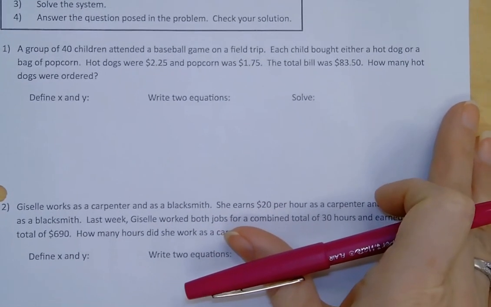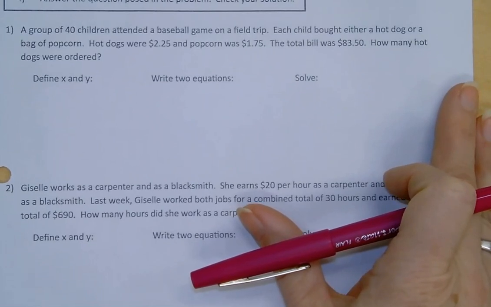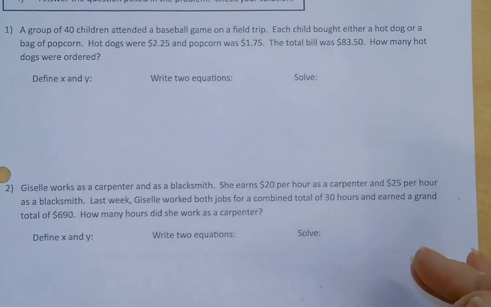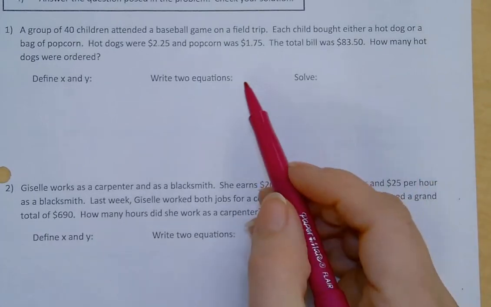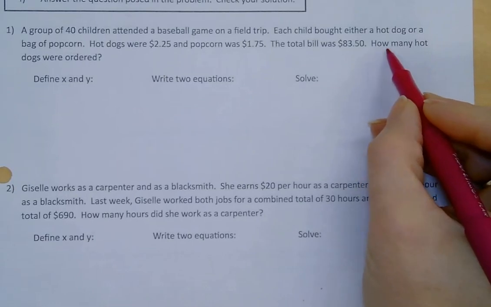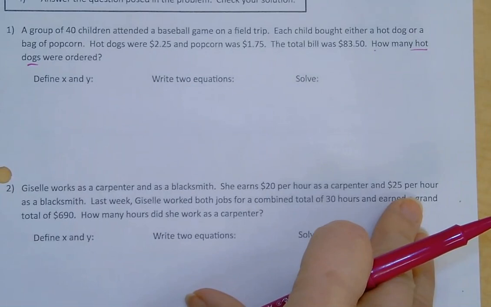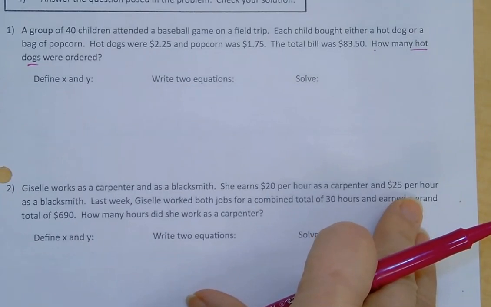Okay, so problem 1 here. We have a group of 40 children. They attended a baseball game on a field trip. Each child bought either a hot dog or a bag of popcorn. So every single hot dog was $2.25, and every single bag of popcorn was $1.75. Our total bill was $83.50. So we want to know how many hot dogs were ordered. So this is another thing to pay attention to. The question is how many hot dogs were ordered. It's not give me an ordered pair to describe this situation.